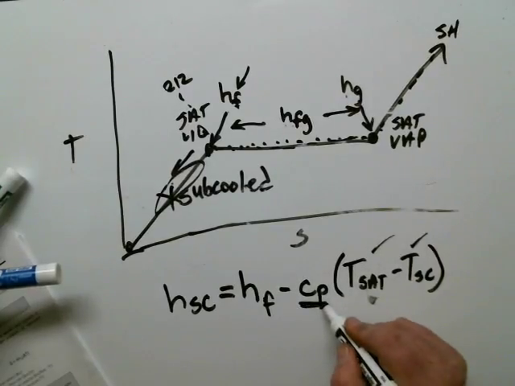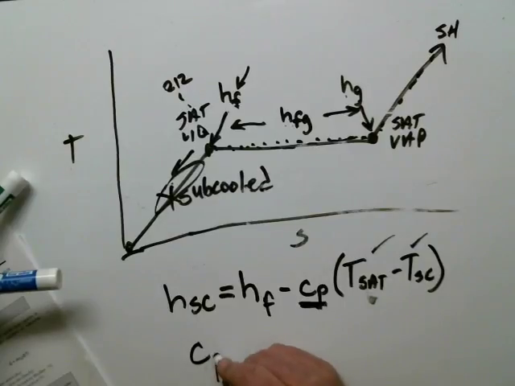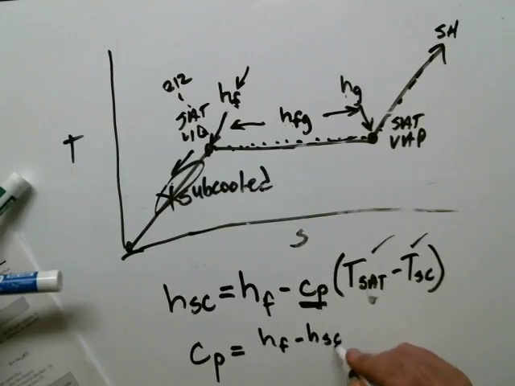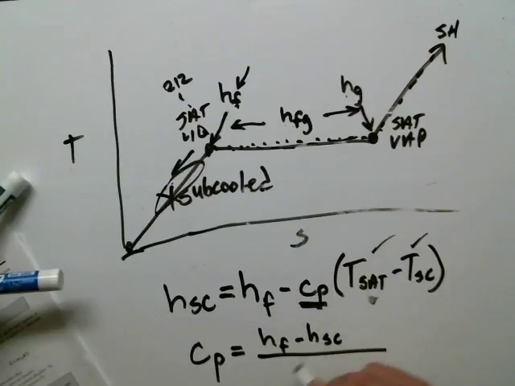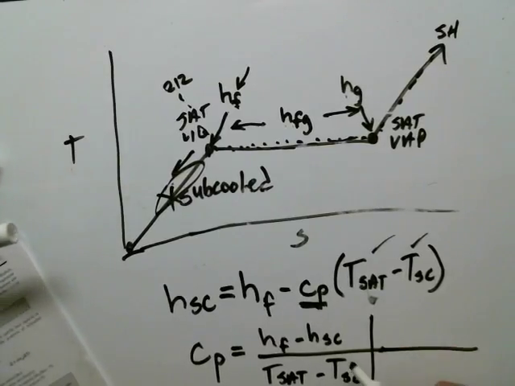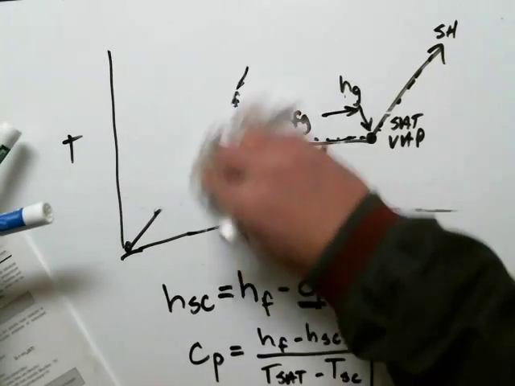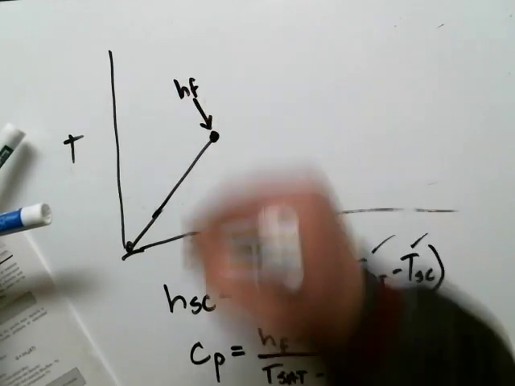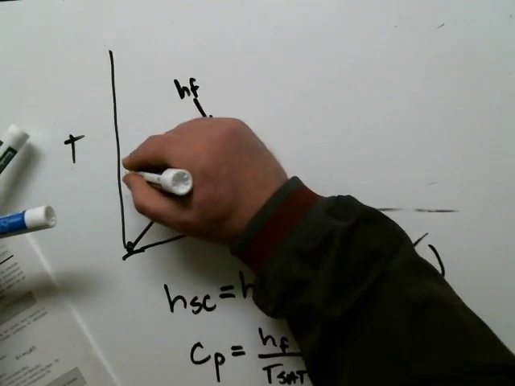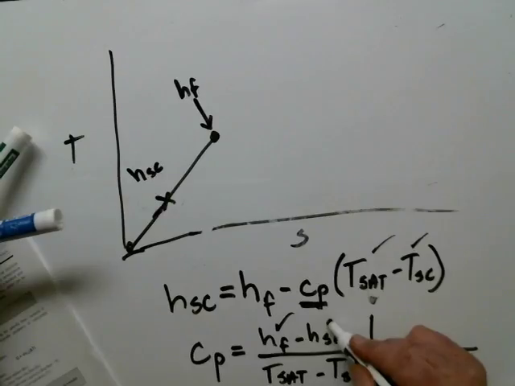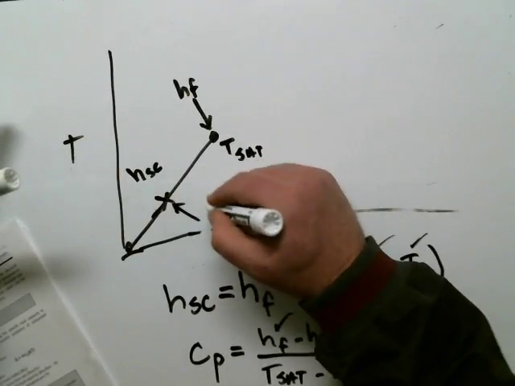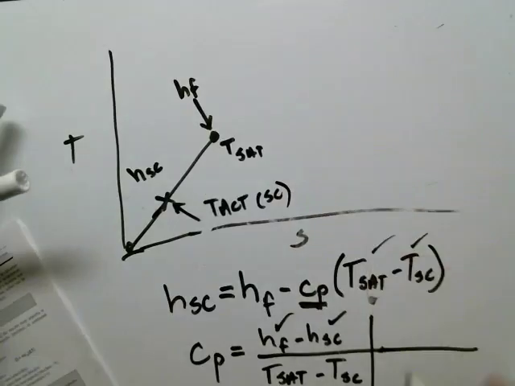Well, let's solve this for C sub P. If I solve this for C sub P, what you're going to see is it is equal to the change in enthalpy between 2 points over the change in temperature between 2 points. So here, as I'm in a subcooled region, if I knew the enthalpy of the fluid right there once it becomes saturated, and I knew the enthalpy of the subcooled fluid, I could look at the difference between the two. And if I knew the saturation temperature and the actual temperature of the subcooled fluid, I could then plug those 4 things in.